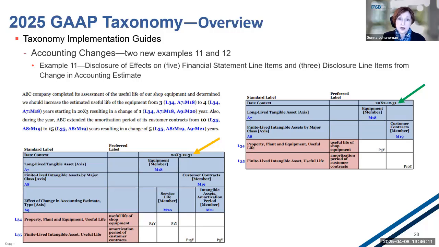For example, the equipment went from a useful life of 3 years in the prior period to 4 years in the current period. So the green arrow is for the prior period with a useful life of 3 years, and the orange arrow is the current life of 4 years for the equipment. The change of 1 year uses the change in accounting estimate axis with a service life member to tag the effect of the change of 1 year. The effect of change in estimate axis is not needed on the useful life in the prior or current period. It is only used for the effect of the change in life.